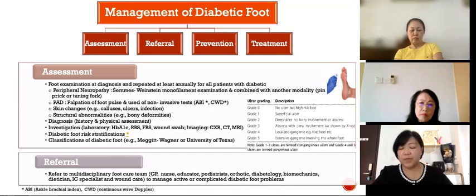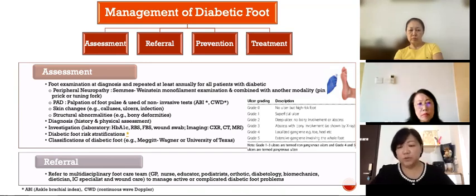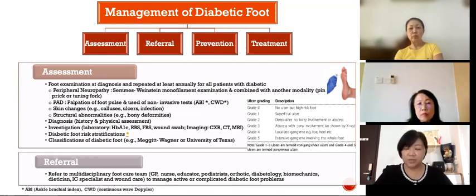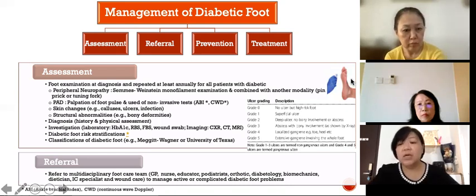But in diabetic foot care, we need to pay more attention to the foot examination. Foot examination is supposed to be done at diagnosis and repeated at least annually for low-risk patients, or more frequently for high-risk patients. What we would do for the foot assessment, the most common one we can suggest is the Semmes-Weinstein monofilament test, like this one, to check for peripheral neuropathy.